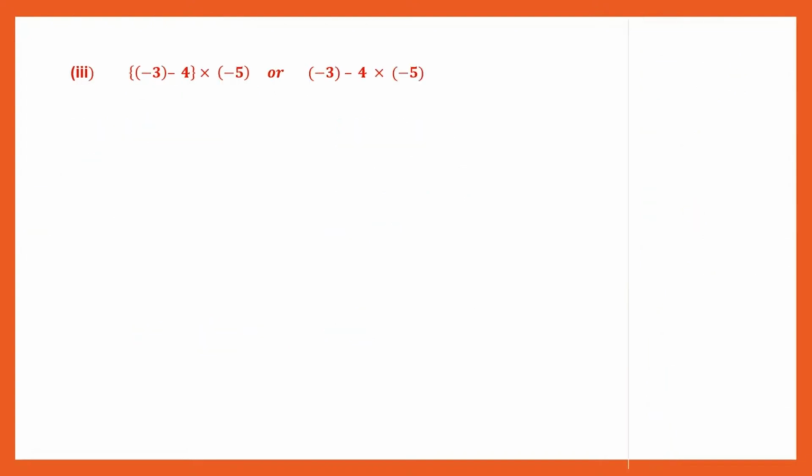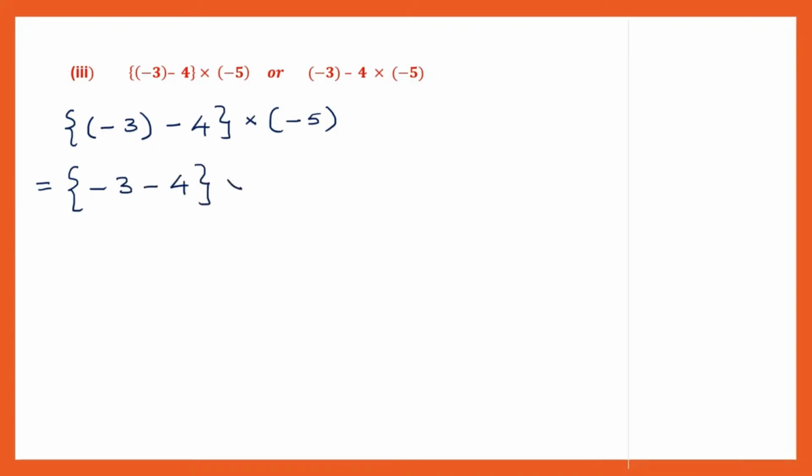Question 3. Let's copy down the question on the left hand side. So we have curly brackets, then we have common brackets with minus 3 inside, minus 4, and then we have curly brackets into, now we have minus 5 with its common brackets. Okay, so now the curly brackets, we'll leave it as it is. First, we'll remove the common bracket. So this is minus 3, minus 4, and then close the curly bracket into minus 5.